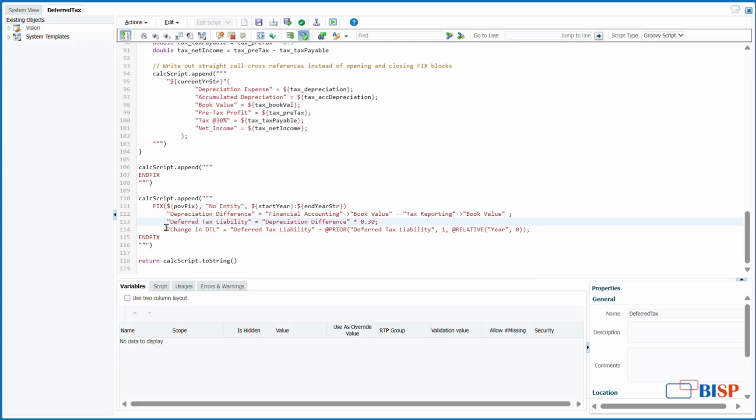Finally, the yearly movement is calculated using the prior function. The formula becomes: change in deferred tax liability equals current year's deferred tax liability minus previous year's deferred tax liability. This gives us the yearly increase or reversal of the deferred tax liability. Once all calculations are added to the string builder, the complete SPS calculation script is returned and executed by the planning application. As you can see, every calculation in the Groovy rule directly corresponds to the Excel model we built earlier. The only difference is that instead of calculating values manually, Oracle EPM now performs the entire process automatically for any asset and any planning year.